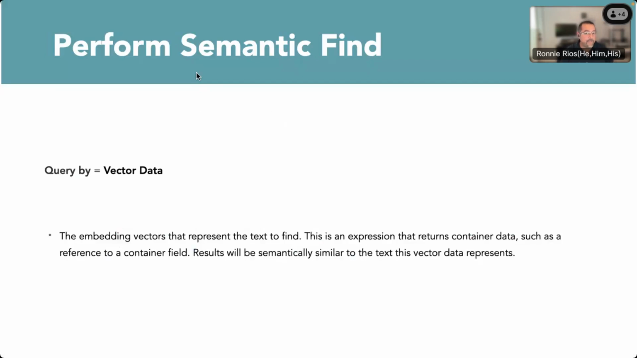All right, so now that we've got those other options, let's talk a little bit about that first parameter, right, the query by. When you're doing a semantic search, you're literally comparing vectors to vectors and seeing how similar one vector is to the others.